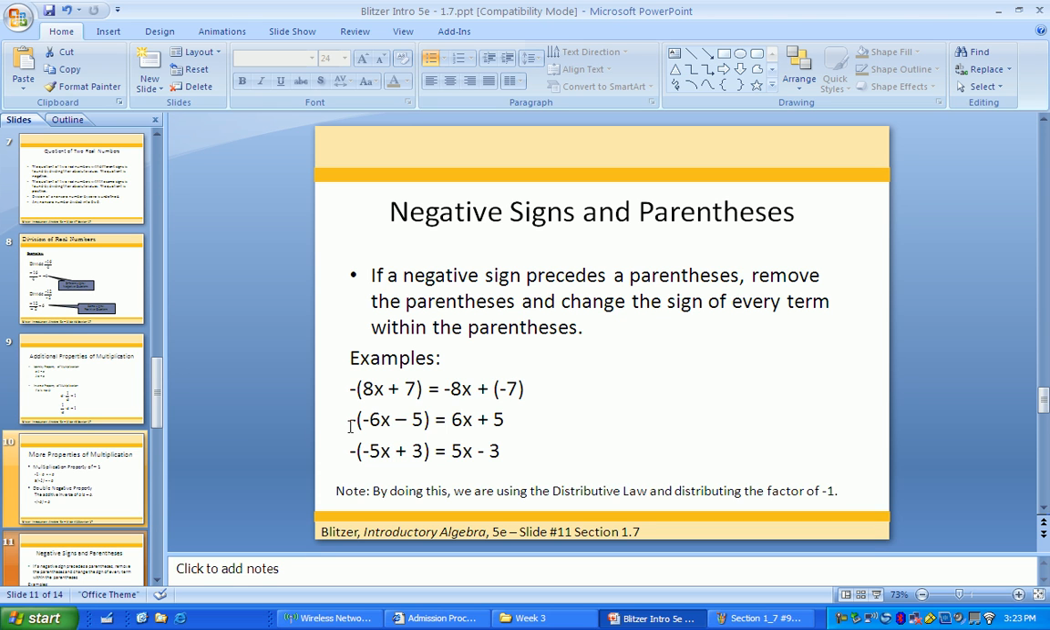Here's another example. We have a negative outside times negative 6x minus 5. Again, we distribute that negative to everything inside. A negative times a negative 6x equals a positive 6x. We have a negative times a negative 5, or minus 5, which turns into a positive. Two negatives equal a positive, right? So now we have 6x plus 5. And now the last one, we have a negative times negative 5x plus 3. Again, we distribute the negative, and we end up with 5x minus 3.